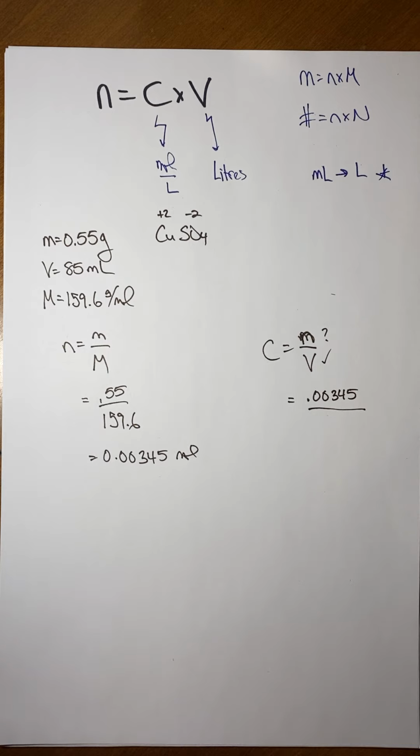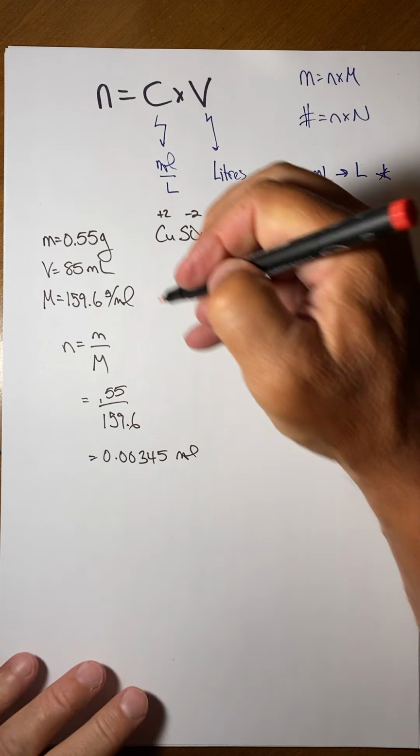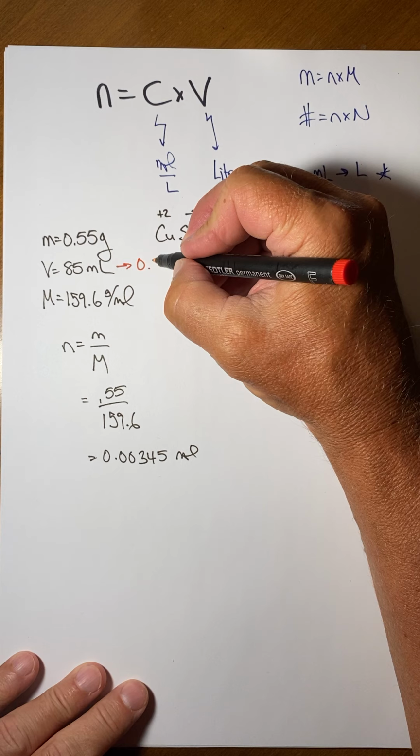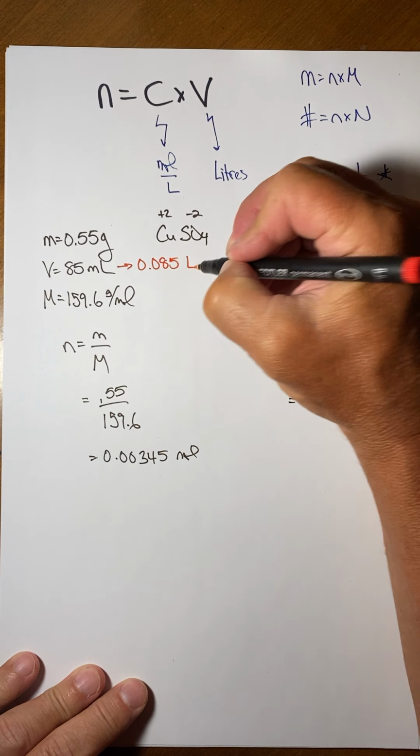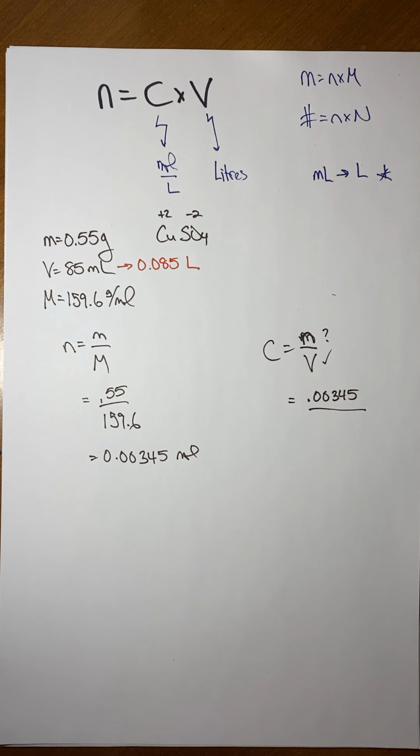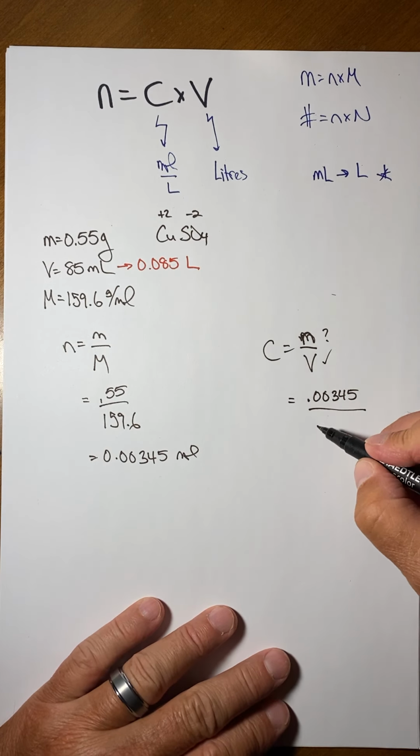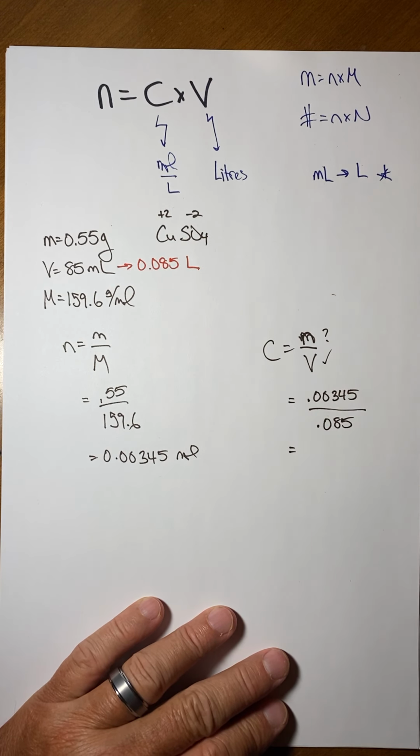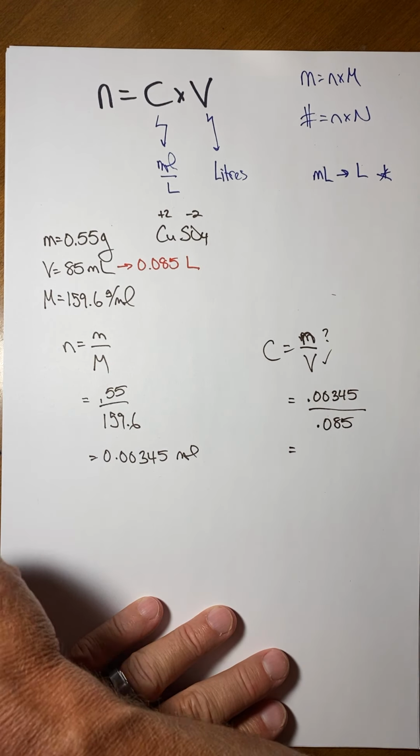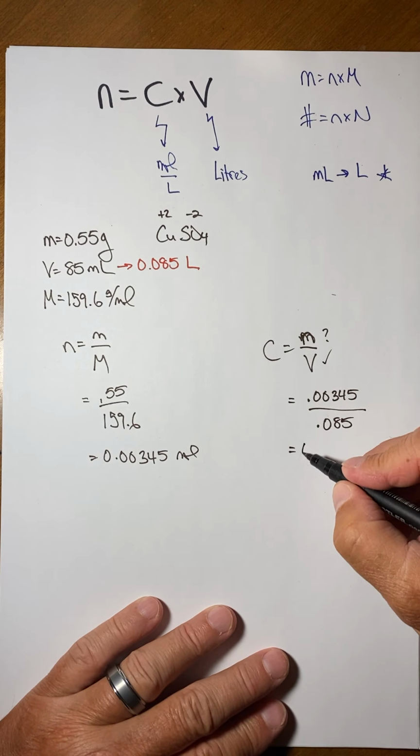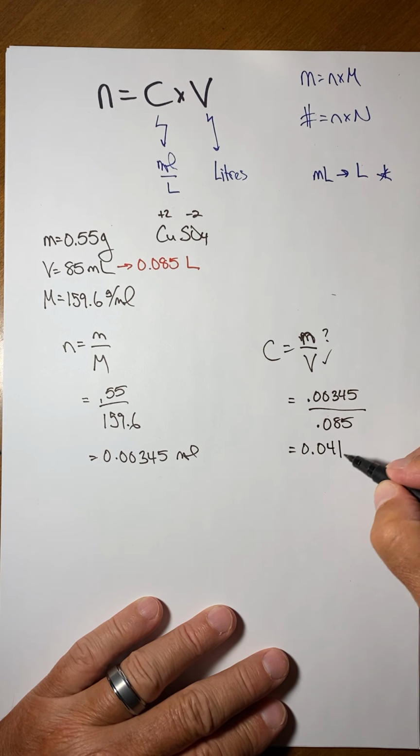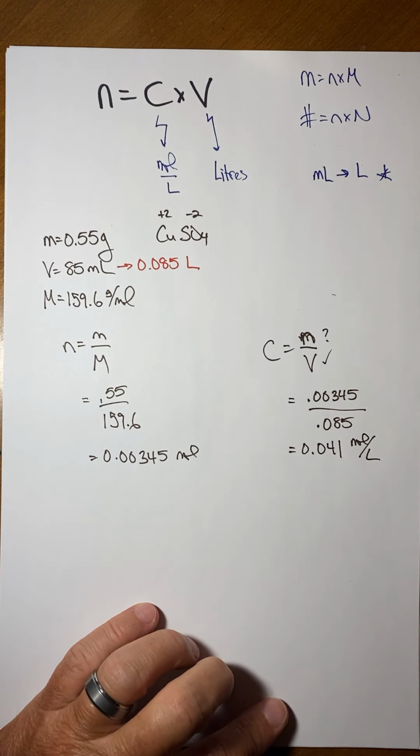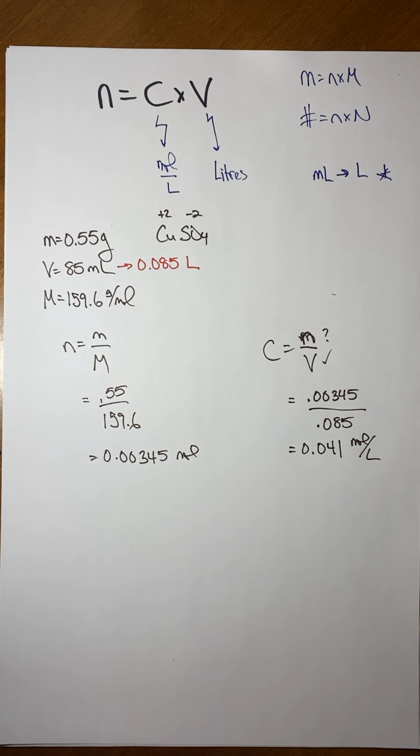Now, don't forget, and I'm going to do this in red, volume has to be in liters. If you forget to do that, you're going to mess up this calculation quite a bit. So I divide by 0.085, and I end up with 0.041 moles per liter. And there's my concentration for that one. Okay, so that's the first example.